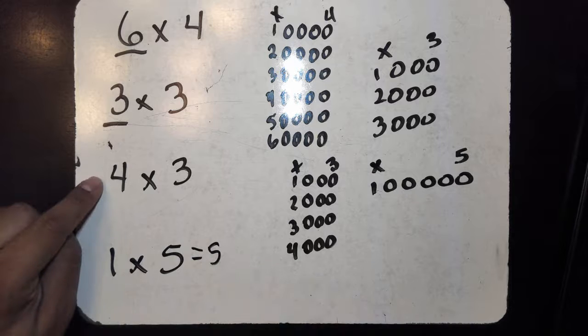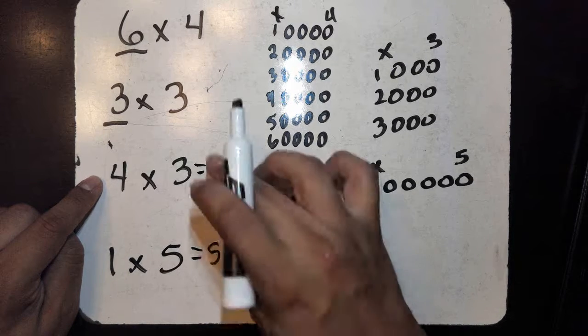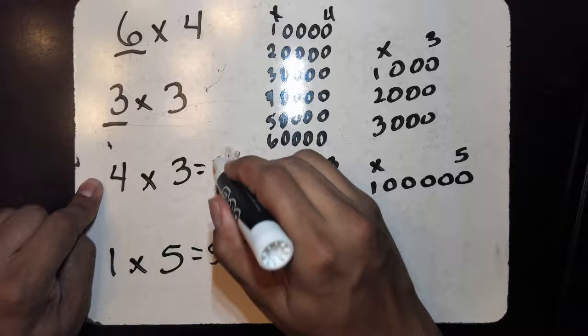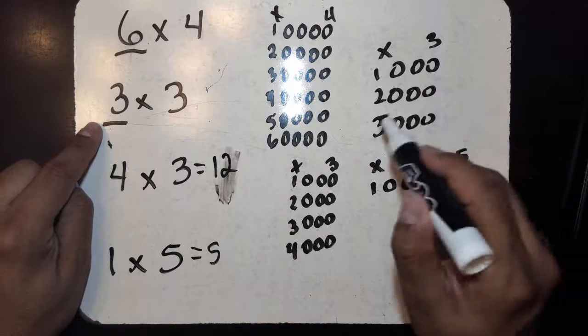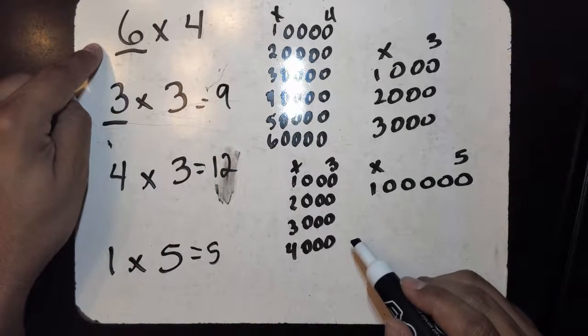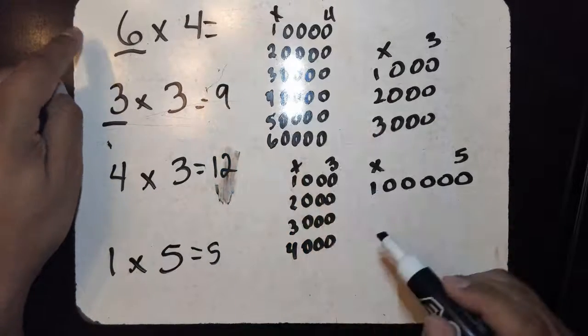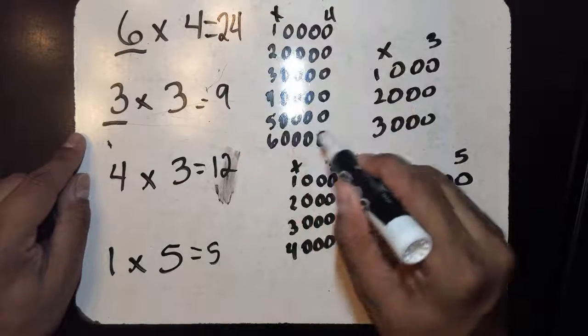4 times 3, well, you count them all. You end up with 12. Three by 3, there's 3, 6, 9. No matter what, the multiplication will be the same as the array, the total. 6 times 4, 24, and if I count them, there's going to be 24.